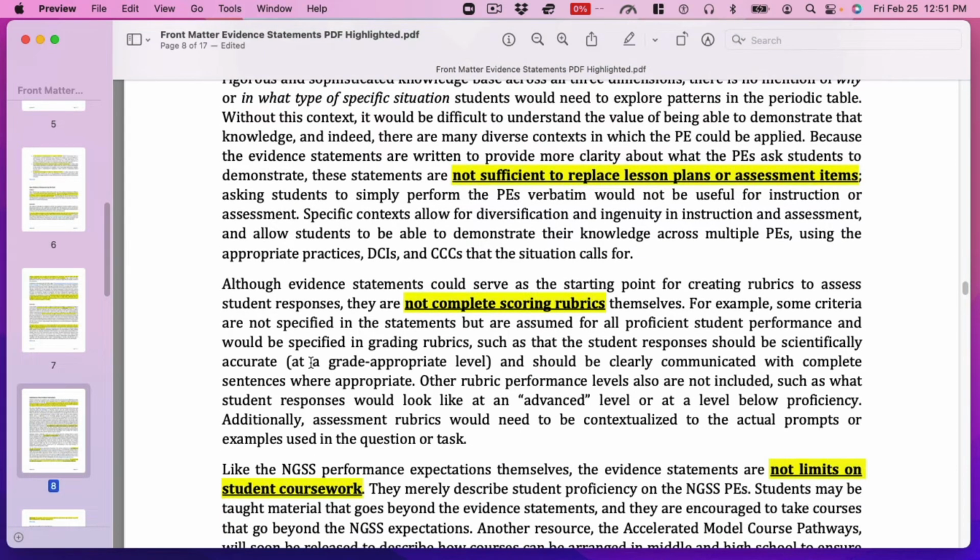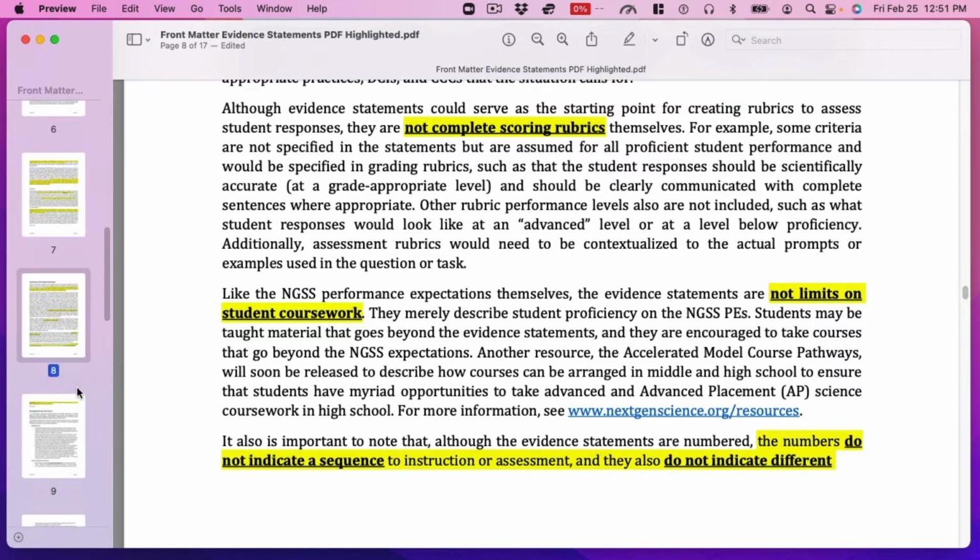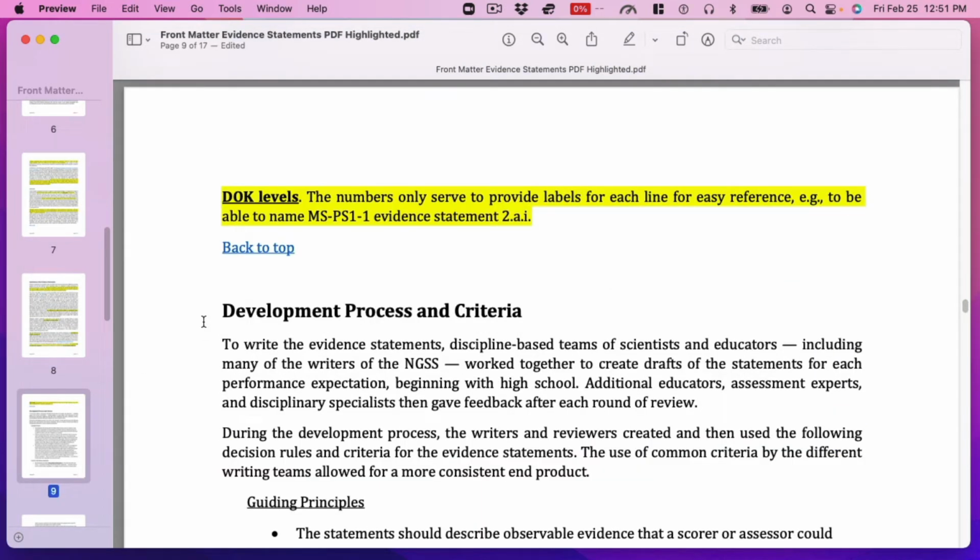They do say that it's not sufficient to replace lesson plans or assessment items. They're not complete scoring rubrics, and it is, again, not a limit on coursework. The numbers that you'll find in them, so they'll say, here's component 1, and here's 1.1, 1.1a, has nothing to do with the order. It was just a way of scaffolding, so they don't indicate that it's different ways of depth of knowledge. It's just a numbering system, and that's it.